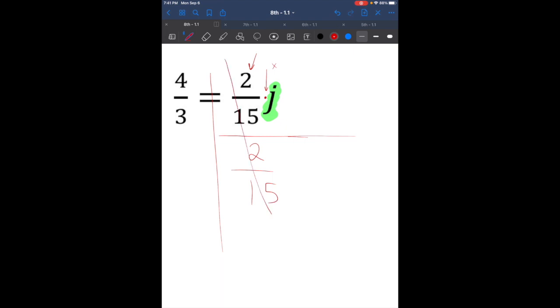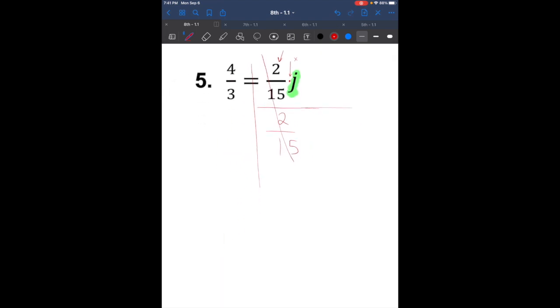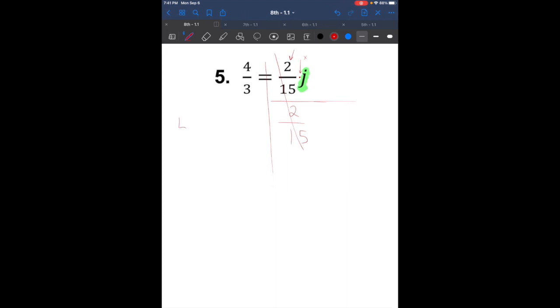And that's going to cross itself off, right? And then the rule is, whatever you do on one side, you got to do to the other side, right? So let's do that. We have 4 over 3. And then we're going to put this operation here. So we divided by, right, 2 over 15. So I'm going to do this horizontally like this. It's actually easier to see it this way. So we have 4 over 3 divided by 2 over 15.